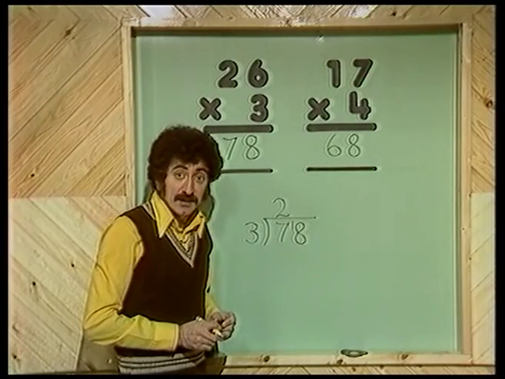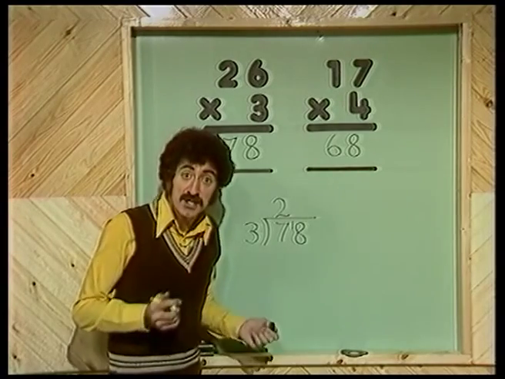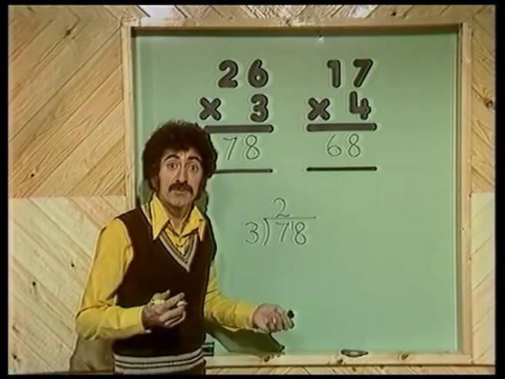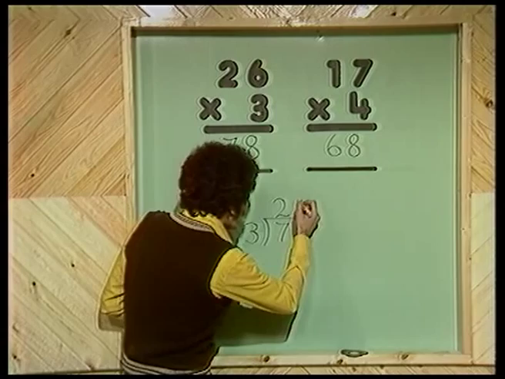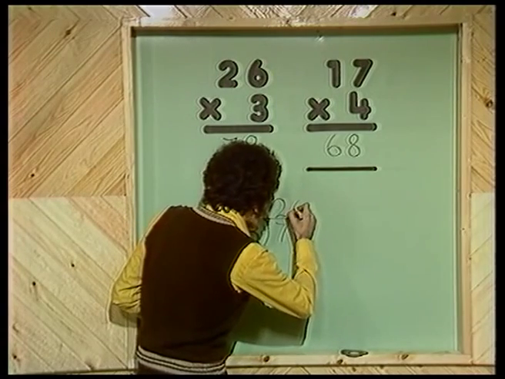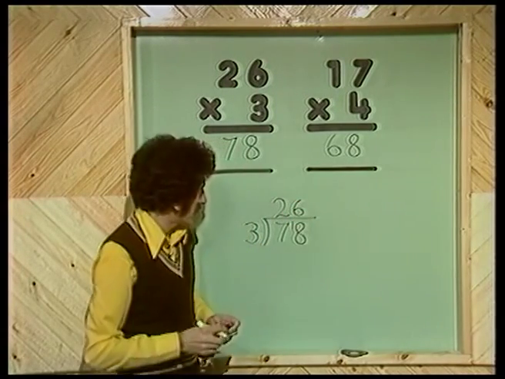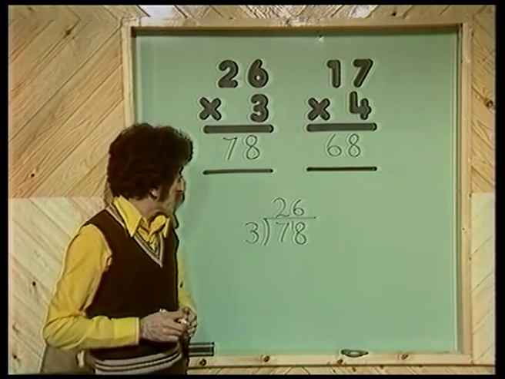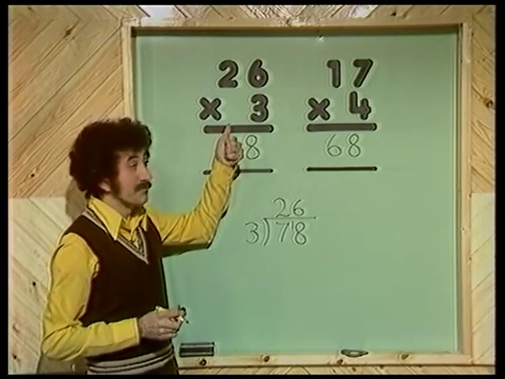Now 18 divided by 3 is 6, because 6 times 3 equals 18. So I can put the 6 ones in here in the ones column. There we are. Make it clear. And that's our answer. That gives us 26, which we already know.